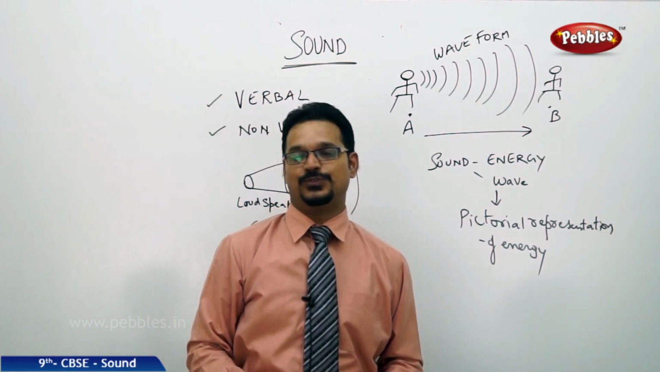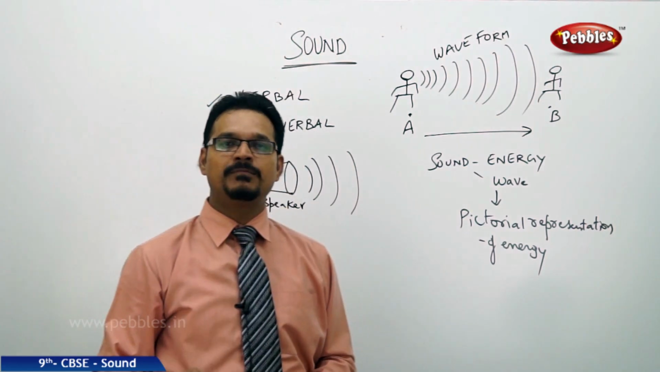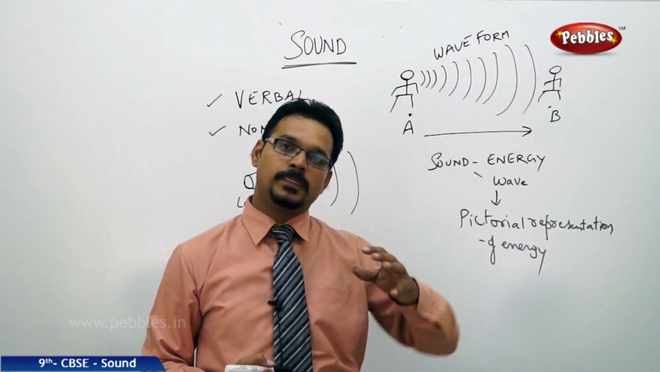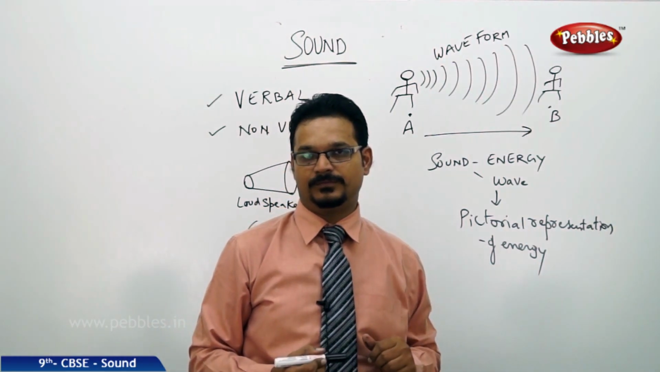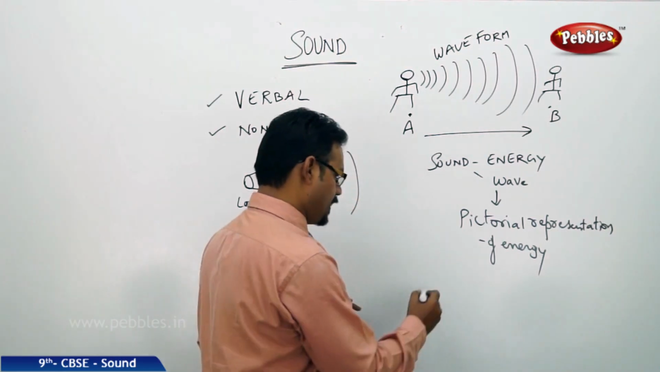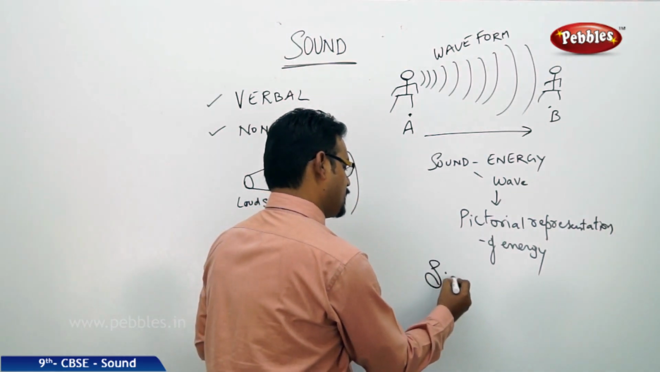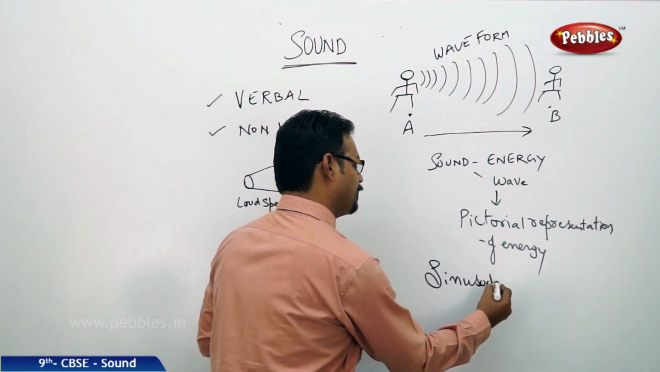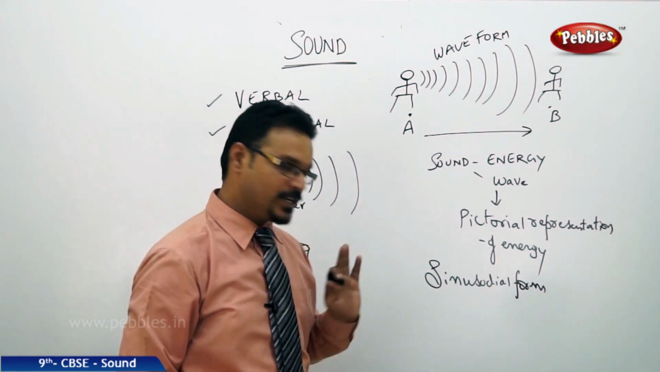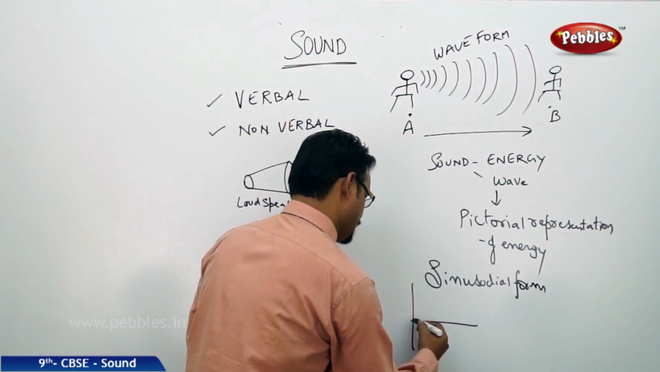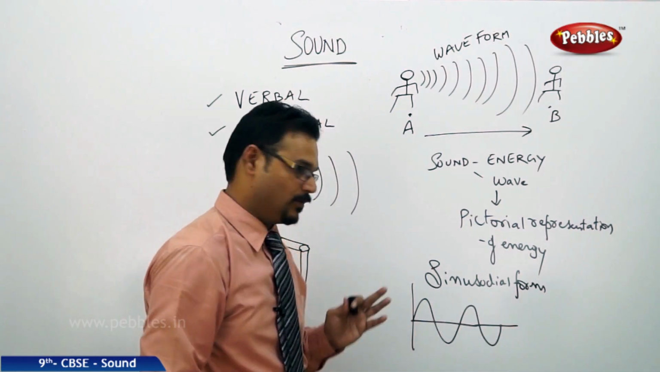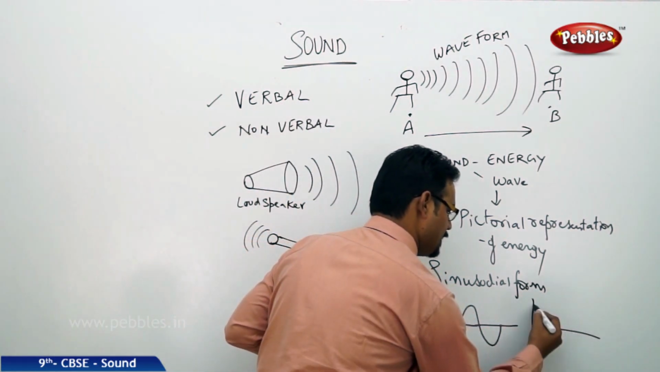But what wave can we use? In mathematics, we have so many types of waves. But based on the changes in the energy, the physicists understood that the wave is in sinusoidal form. Sinusoidal form means it is either this way or it is this way.